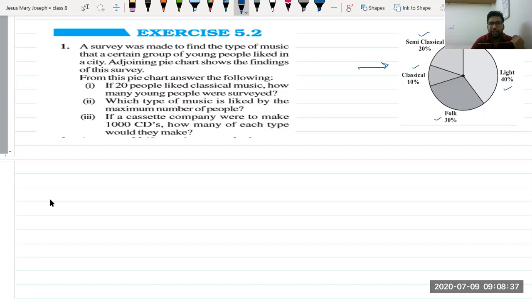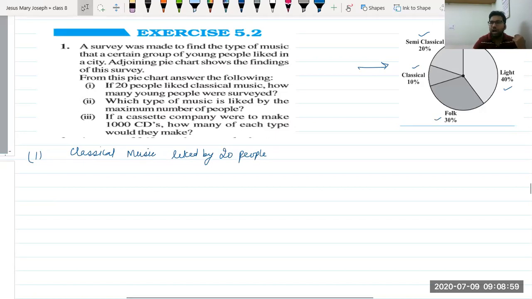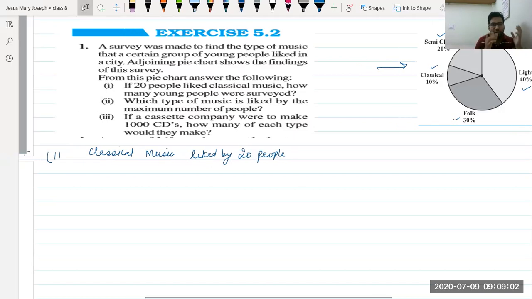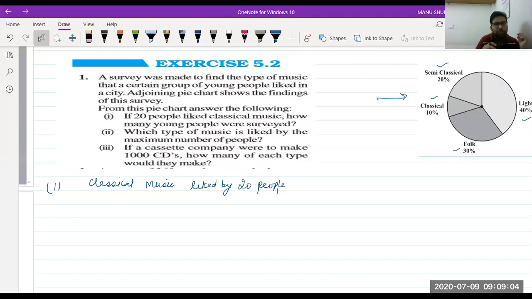Now they are saying if 20 people like classical music, how many young people were surveyed? So given to us in the first part, classical music is liked by 20 people. So class, tell me now, how will you find the relation between... Hiten is saying, sorry sir, okay, by mistake you're in there. Yes, beta, just it is your homework. No, it was your homework yesterday. Today your homework is the next questions.